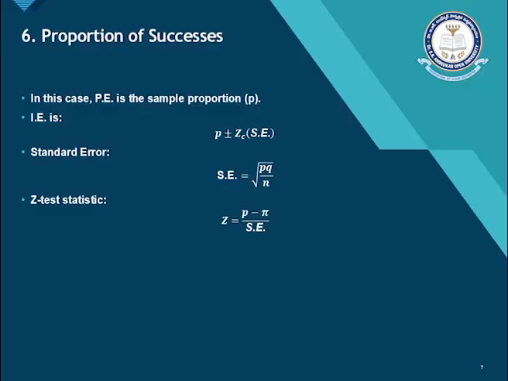For the proportion of success, the point estimation is the sample proportion P. The interval estimate is the sample proportion plus or minus the Z value at whatever level, times the standard error. The standard error formula in this case is the square root of PQ by N, that is the sampling error. So, the Z statistic will be the sample proportion minus the hypothesized proportion, or population proportion, divided by the standard error.